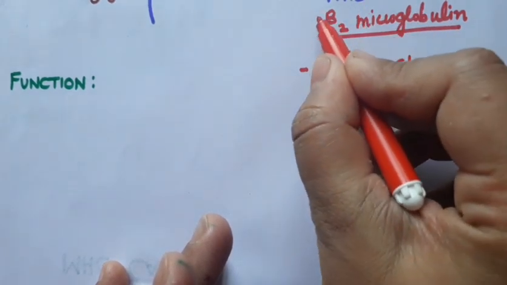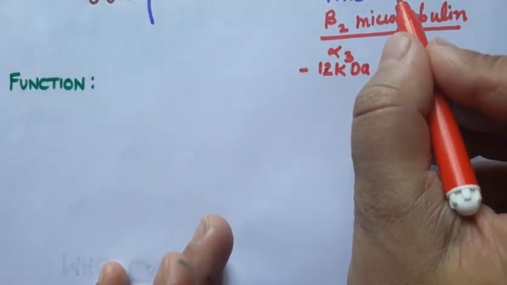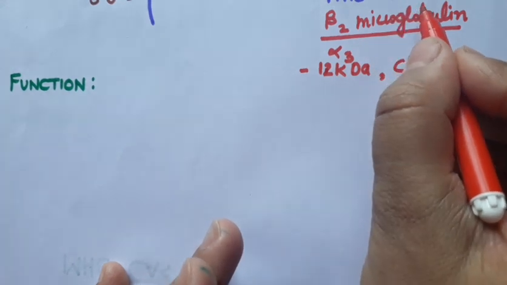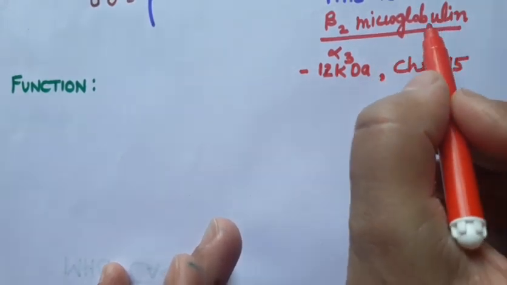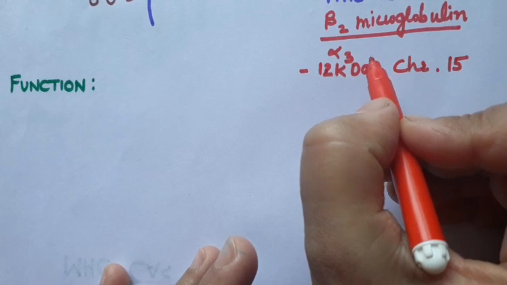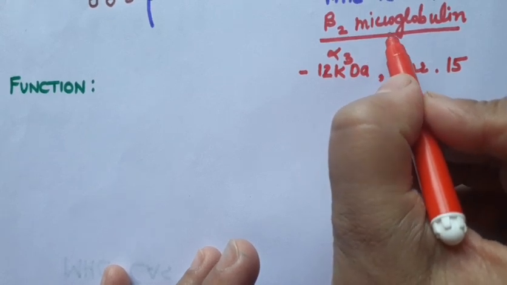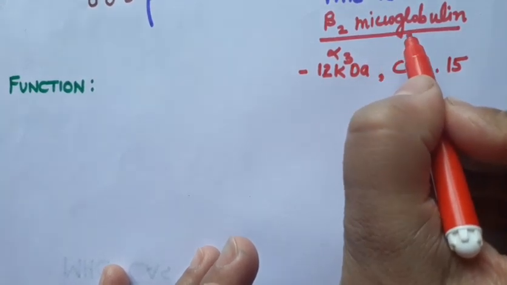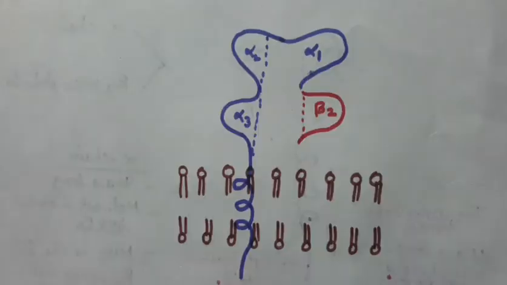And this beta 2 microglobulin is essential for proper folding of the alpha chain. For the proper folding of the alpha 1, alpha 2 and alpha 3 domains of the alpha chain, the beta 2 chain is essential. Now see the structure of the class 1 molecule.